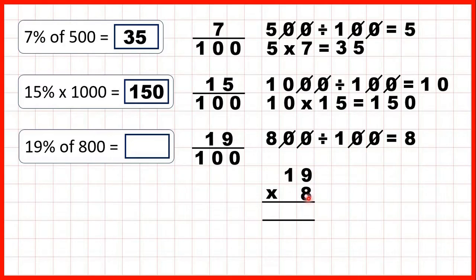9 times 8 is 72, so 72. 1 times 8 is 8, plus 7 is 15. So we have 152 as our answer.